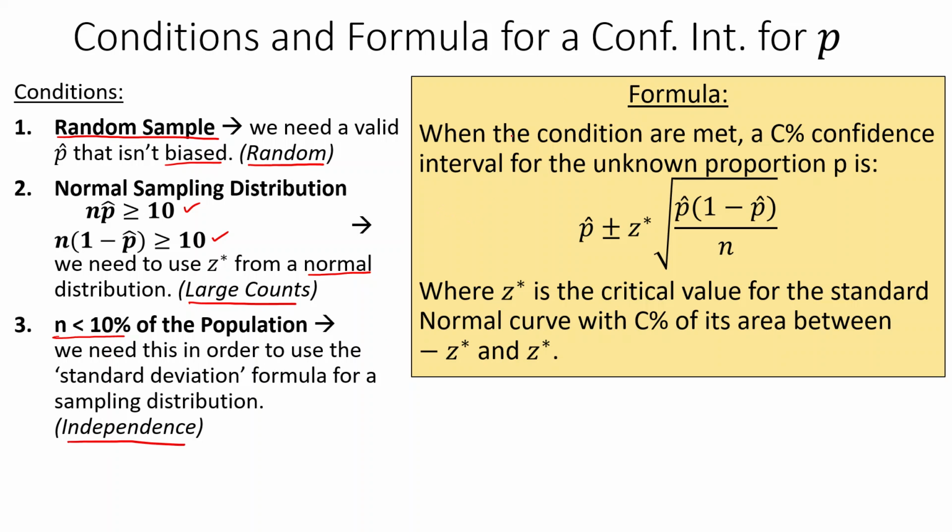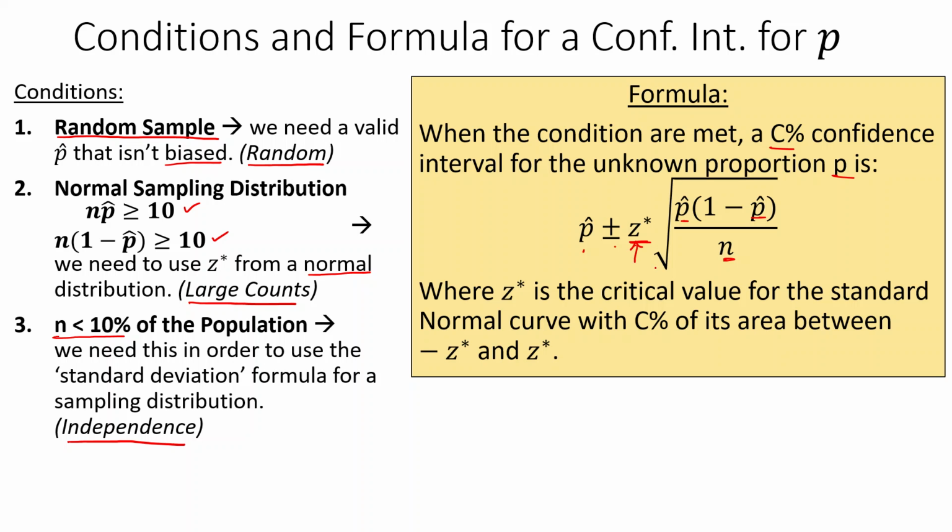So the formula here: if we have a C% confidence interval for an unknown proportion p, it's given by p hat plus or minus z star, we'll go over that in a second, times the square root of p hat times 1 minus p hat over n. We've taken the standard deviation formula and replaced p with p hat, which gives us something slightly different than standard deviation, but it's as close as we can get since we don't know p.